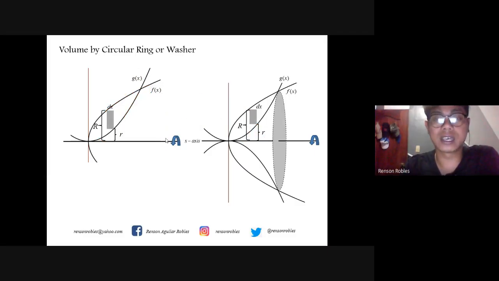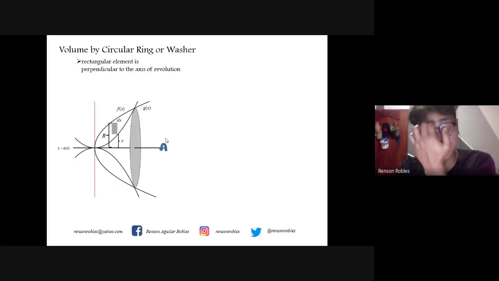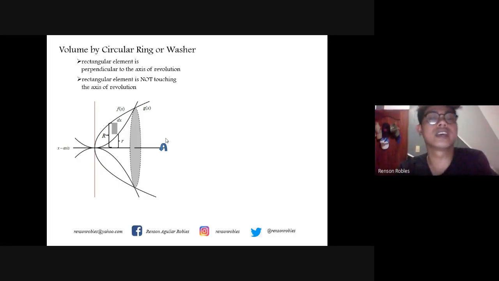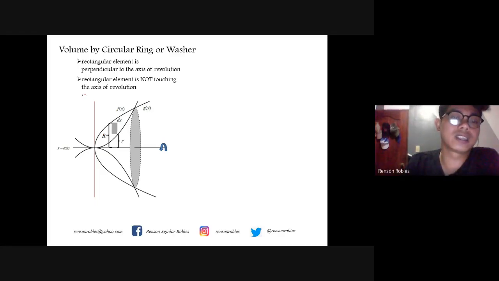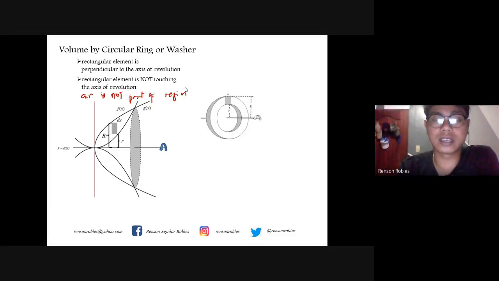Now, how do we take the volume? The idea is when you take an element perpendicular to the axis of revolution and the axis of revolution and the element are not touching each other, meaning the axis of revolution is no longer part of the region, is no longer one of the boundaries, you use the ring method. The idea is to take a ring. Ito siya. So this is your capital R and this is your small r. And this is the height of the ring.